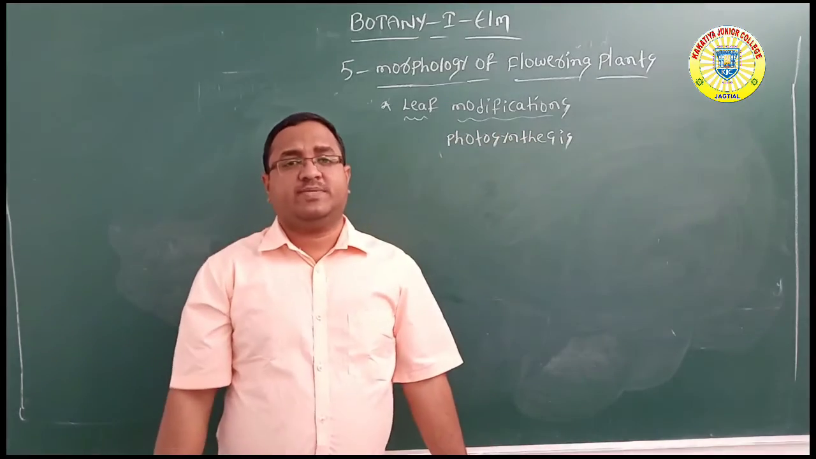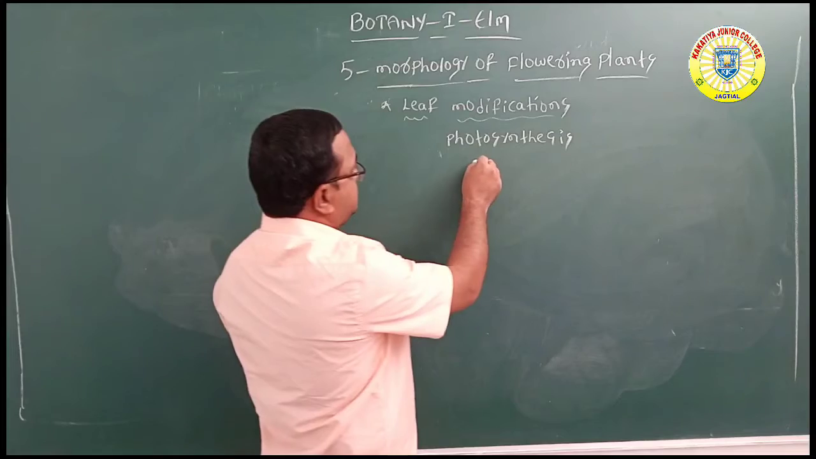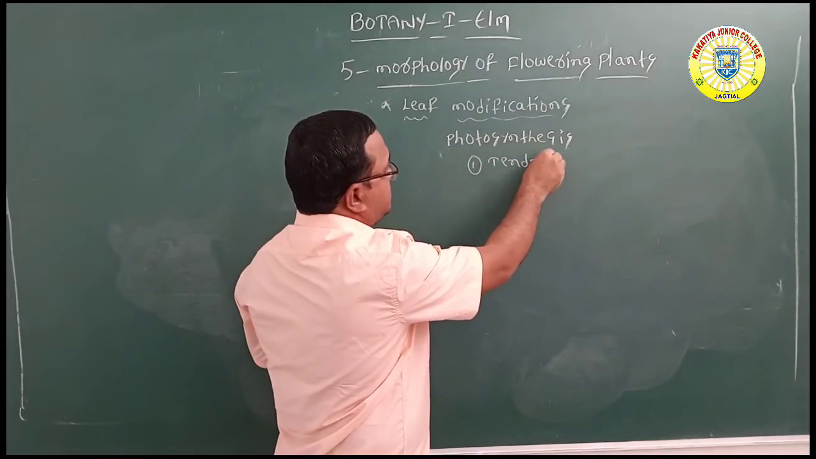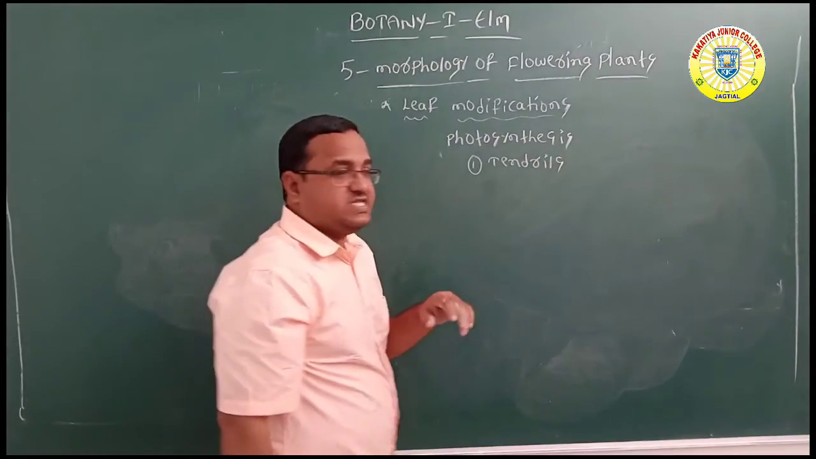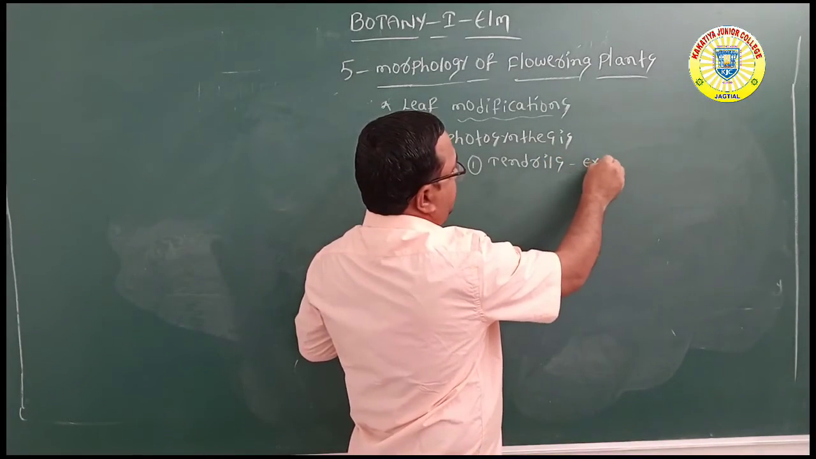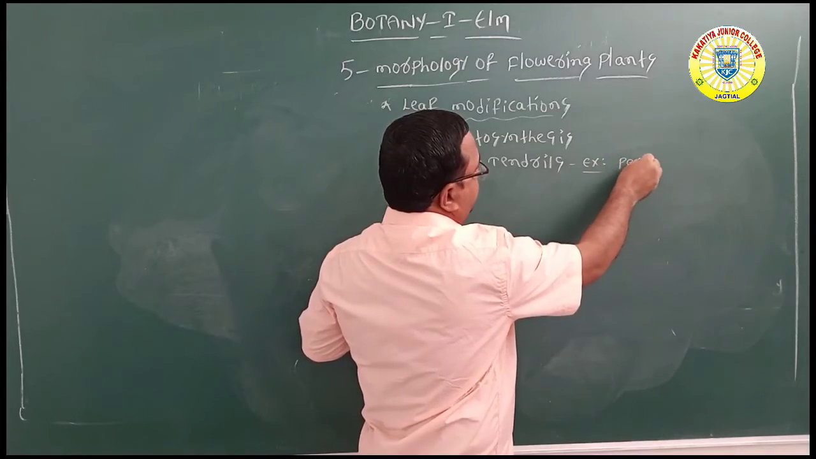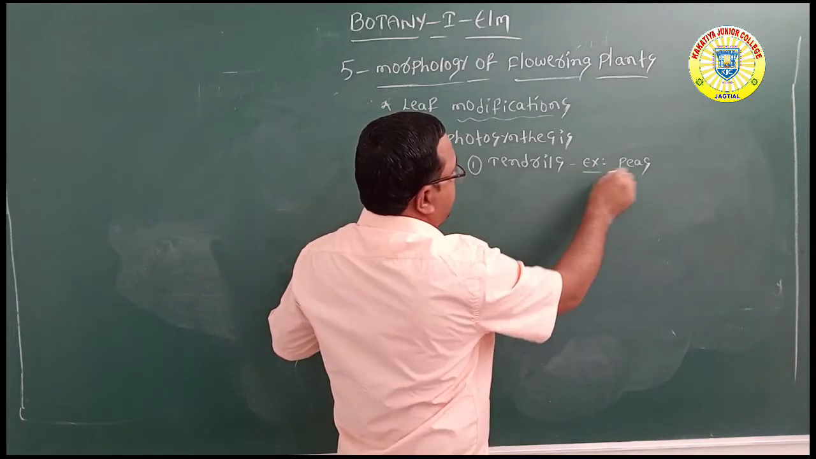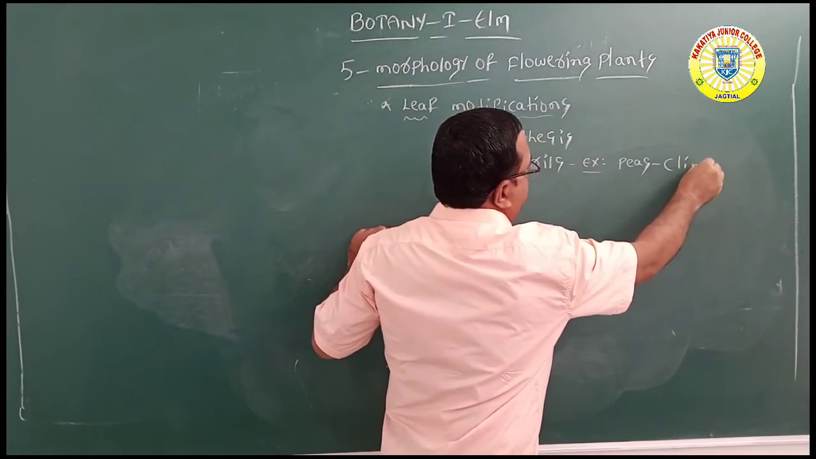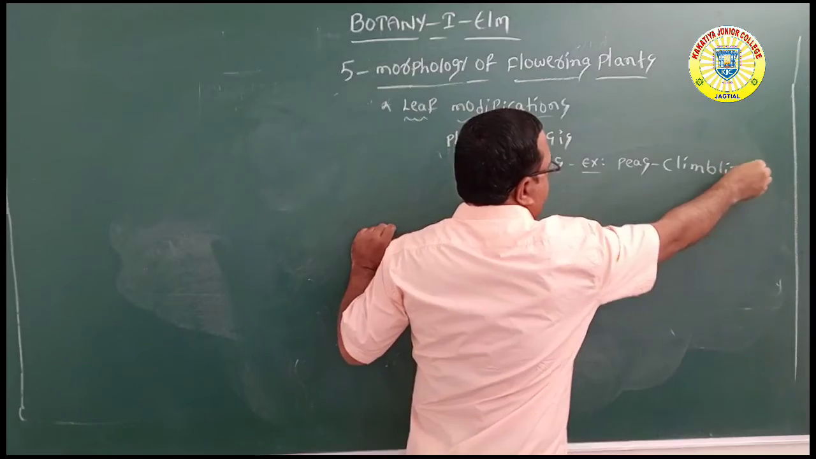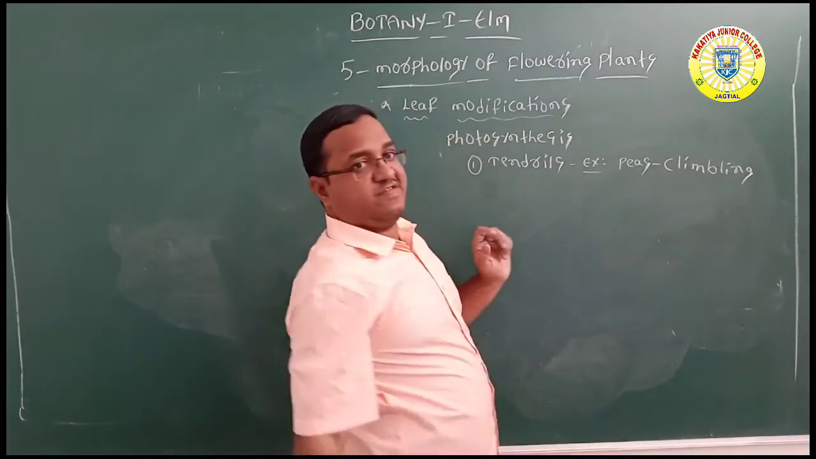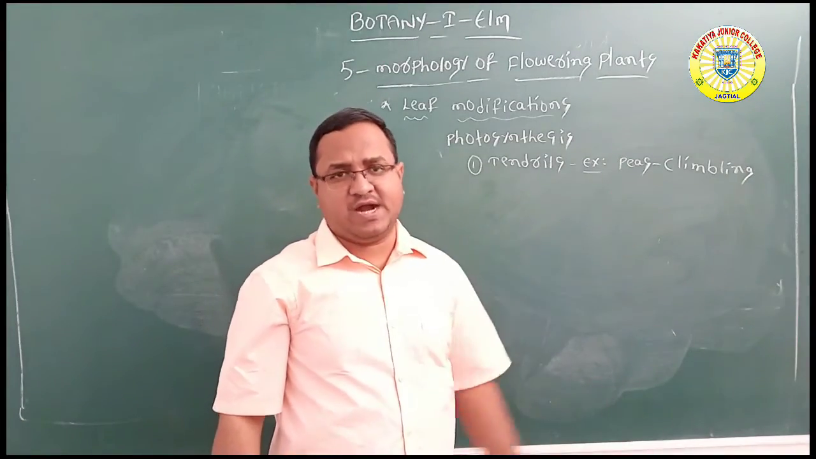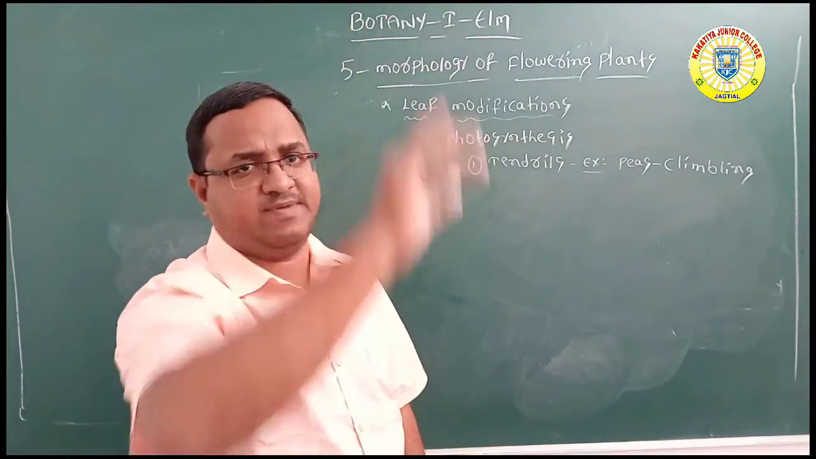Best example, the leaves are modified to tendrils. Best example, pea plants. These tendrils are very useful for climbing purpose. Some leaves are modified to tendrils, especially in pea plants, and the tendrils are very useful for climbing.